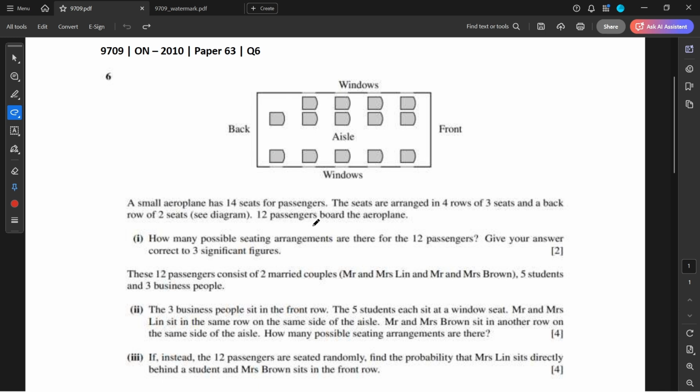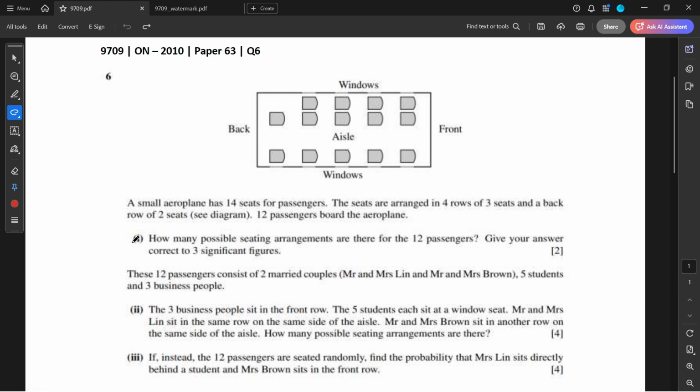Now, 12 passengers board the aeroplane. Out of 14 empty seats, we just have 12 passengers who can fill up these spaces. The first part is relatively easier for us to answer; the main difficulties that students were facing were in part 2 and part 3.